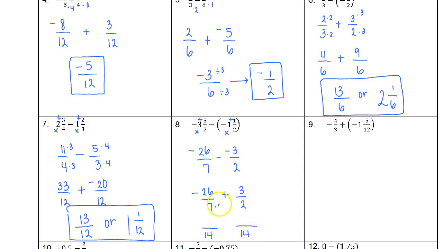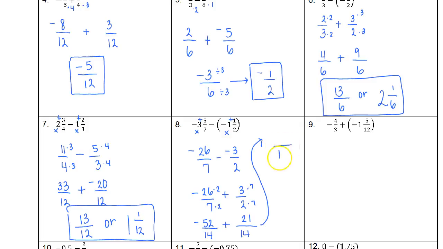And 7 I've multiplied by 2 to get 14, and 26 times 2 will give me 52. So 52/14, and don't forget the negative sign. 2 we've multiplied by 7 to get 14, and of course 3 times 7 will give me 21. And I am going to be adding those. I'm out of room, so I'm going to continue up here, which may not be the best plan, but it's the only option I have.